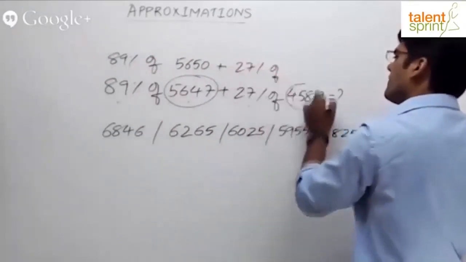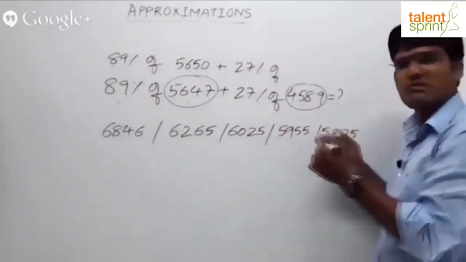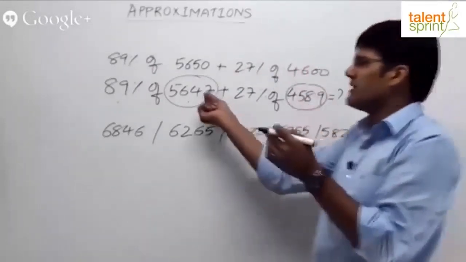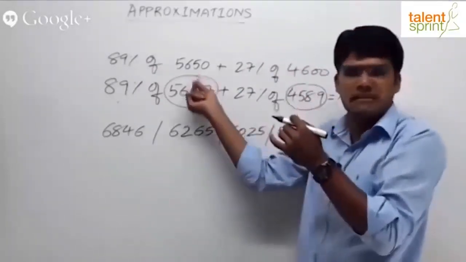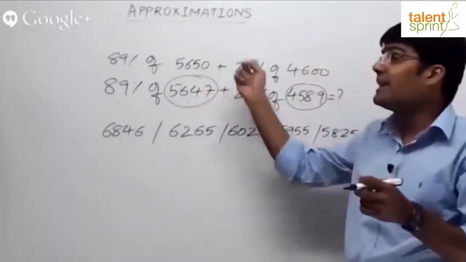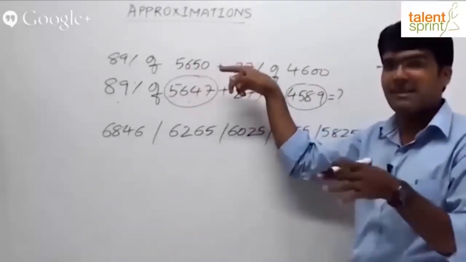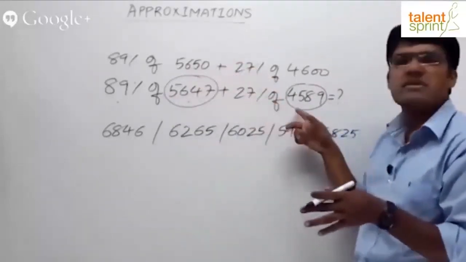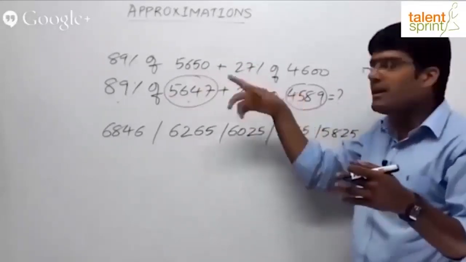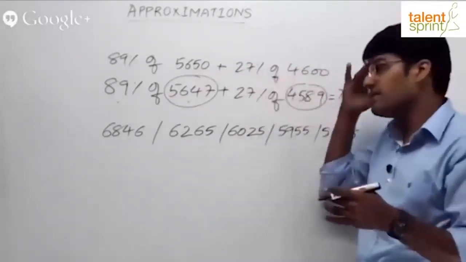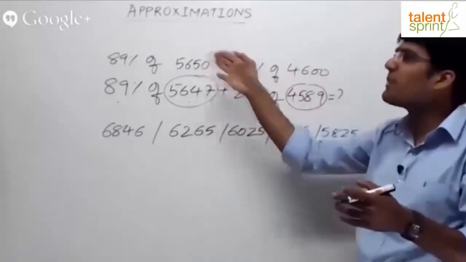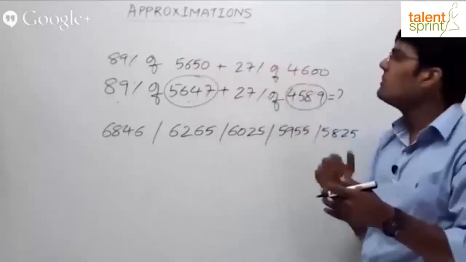27% of what about this one? 4,589, close to 4,600. And remember, we have increased both. This has been increased by just 3, the difference is 3. This has been increased by 11. But again, we are taking 89% of that 3, that is going to be the difference, and only 27% of that 11. So a minimum difference is going to come between the answer that we obtain and the exact answer. So we don't have to worry about answers being close. If you do this part clearly, you'll be able to mark the answer.